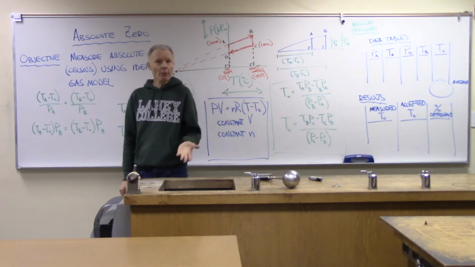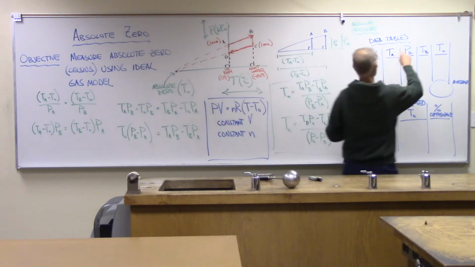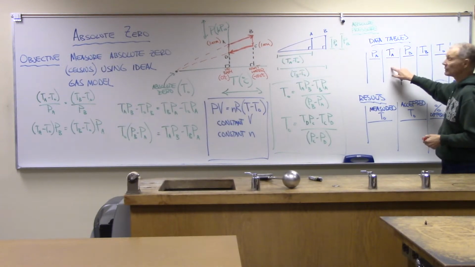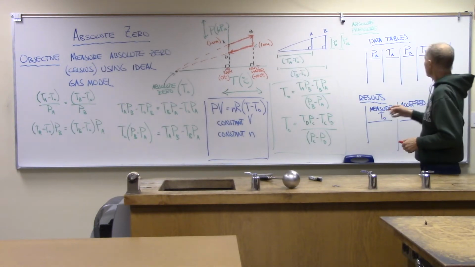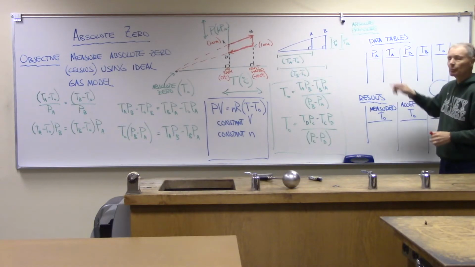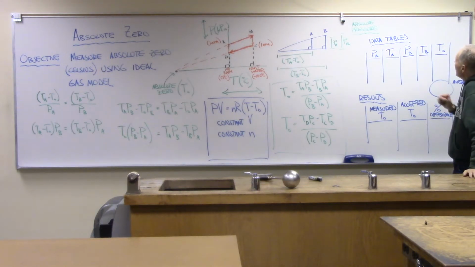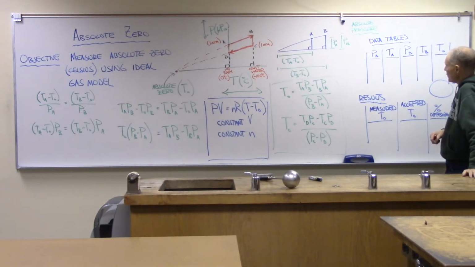So now that we've got those formulas, we want to set up some data tables. In my data table, I'm going to need pressures and temperatures at point A, pressures and temperatures at point B, and then I'm going to need another data table that has pressures and temperatures at point C and point D. So this is just showing going from point A to point B.